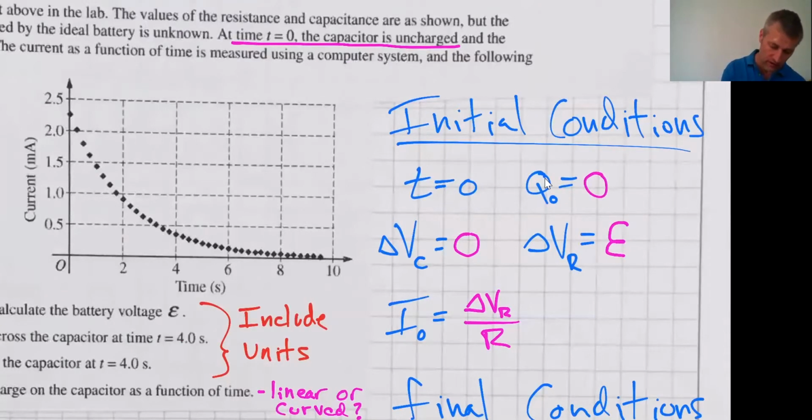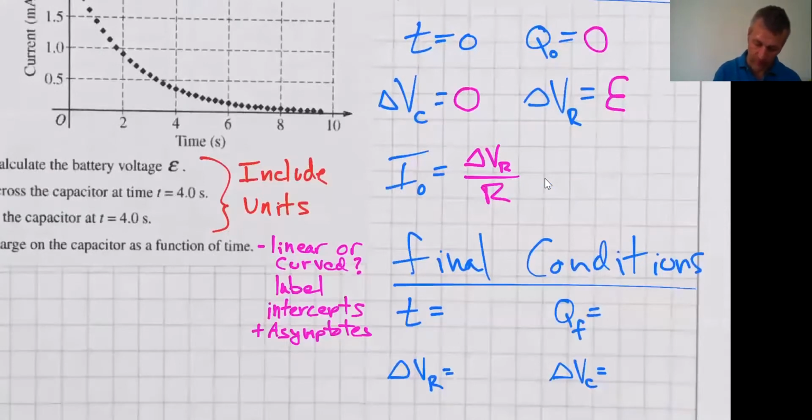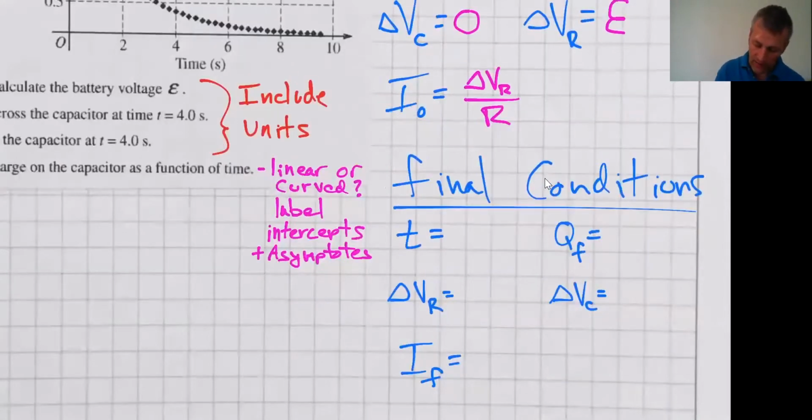Be aware that this is in milliamps, right? So don't let that throw you off. Times 10 to the negative third. The final conditions of this thing. This is some long time later. We're going to be at like an infinite time. Okay? You could just say a very long time, but approximately infinity.